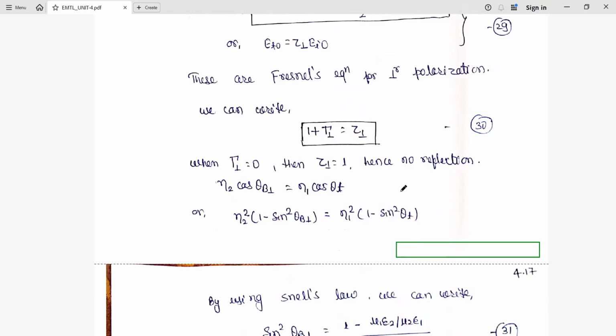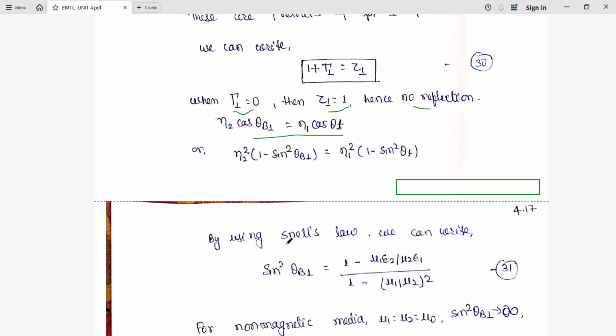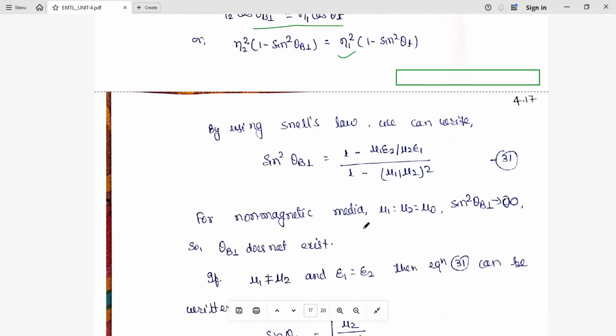Here we have already seen that 1 plus the reflection coefficient equals the transmission coefficient. If the reflection coefficient is 0, then the transmission coefficient is going to be 1, that is, no reflection takes place. So again, the numerator is going to be equated to 0, and on the basis of that we are able to obtain this relation, and again by using Snell's law, a similar process.